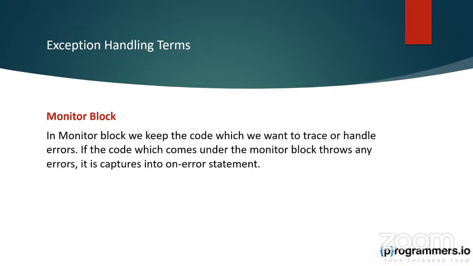So in AS/400 we have some methods to handle these kinds of errors. The first one we can use is the monitor block. So what is a monitor block? We will learn what a monitor block is. In a monitor block we can write the code which can throw the error, and if an error occurs in that code which we keep in the monitor block, then the block will pass the control to the on-error statement.